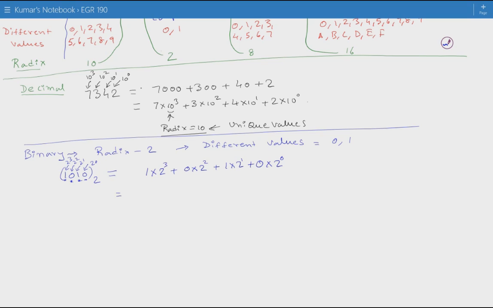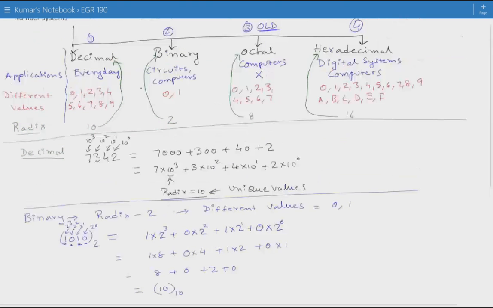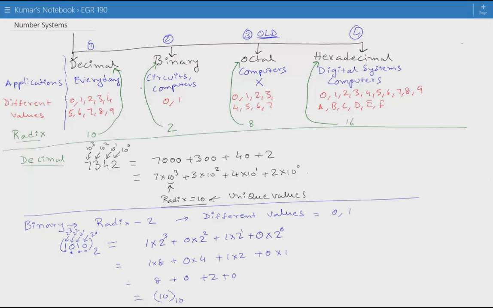This equals 1 times 8 plus 0 times 4 plus 1 times 2 plus 0 times 1. So this number is going to be 8 plus 0 plus 2 plus 0. So this 1010 binary is the equivalent of 10 in our decimal number system. So this is how we write a binary number, and we can convert it to a decimal number and find out what its real value is.